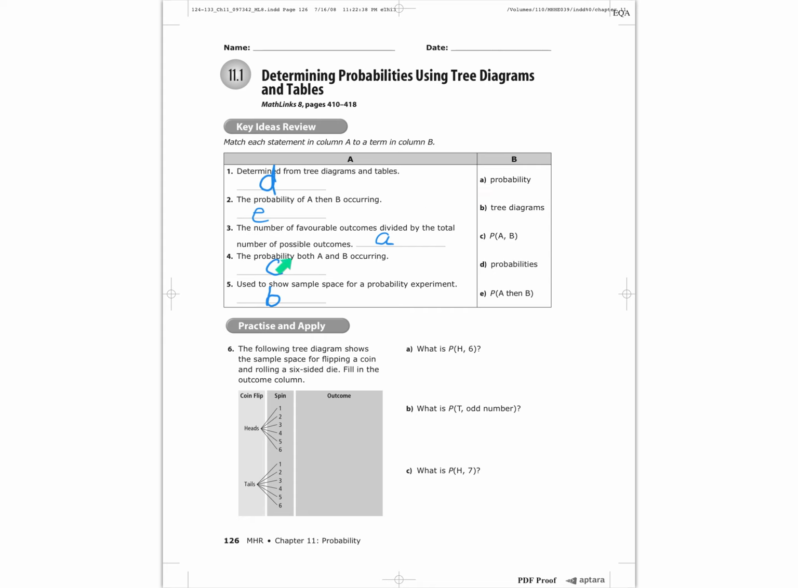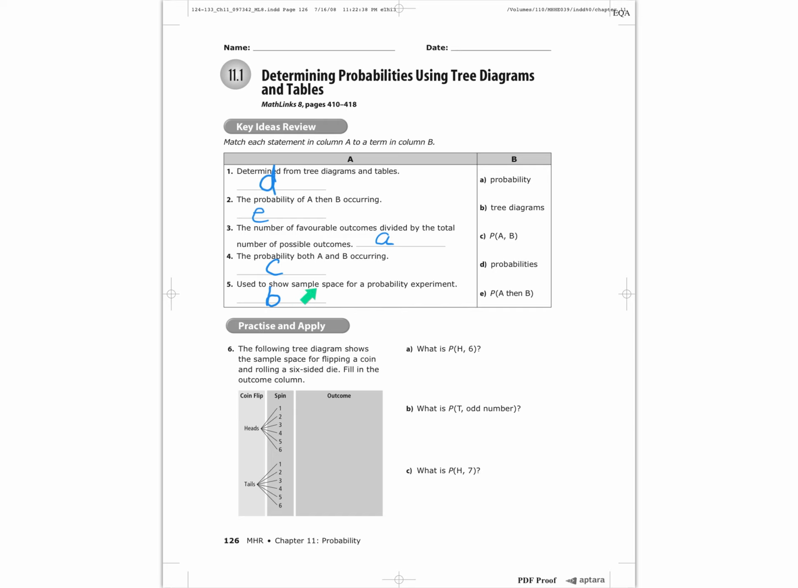Number 4 here, the probability of both A and B occurring, that would be this, so they're both happening. Okay, and 5, used to show the sample space for a probability experiment, so that is a tree diagram. Okay, sample space is a funny term. It doesn't really make sense why it's called that, at least I don't know why they call it that, but this is basically saying all the things that can happen, okay? Used to show all the things that can happen for a probability experiment.